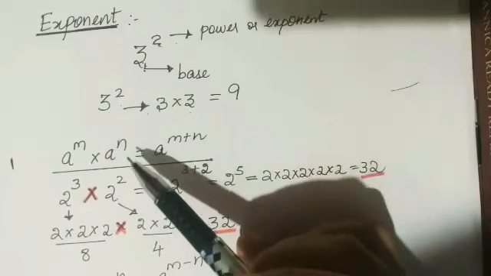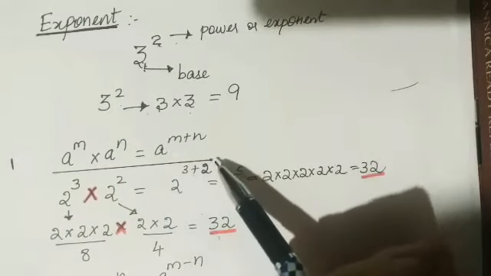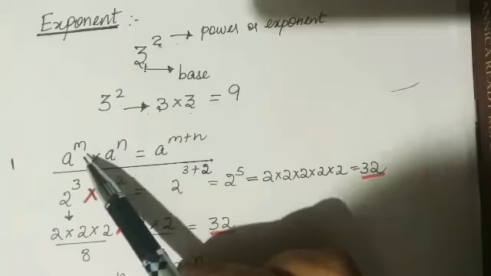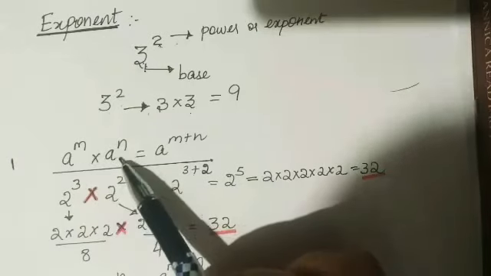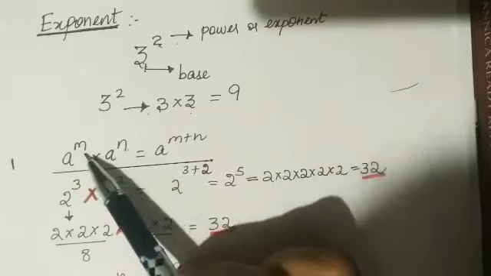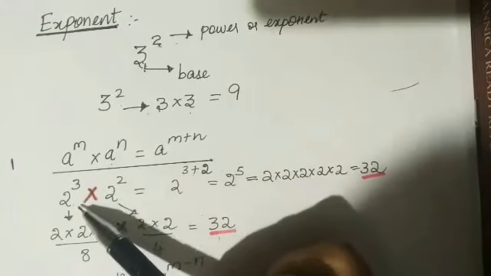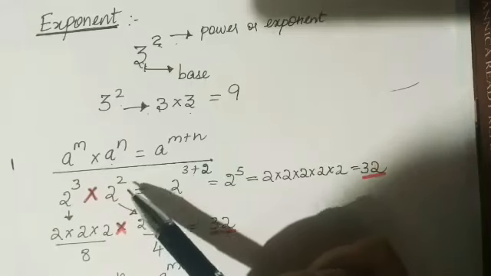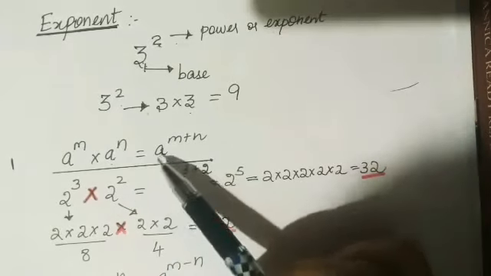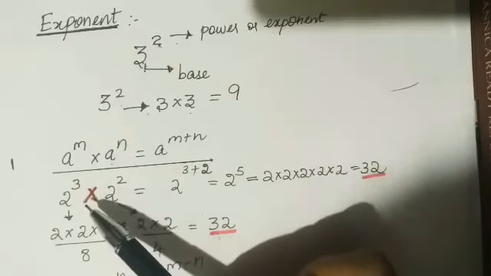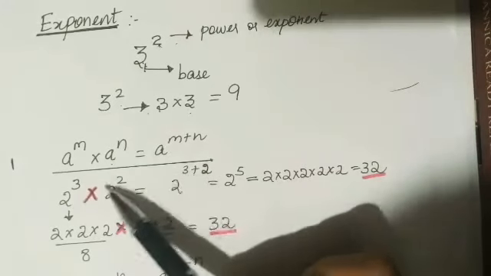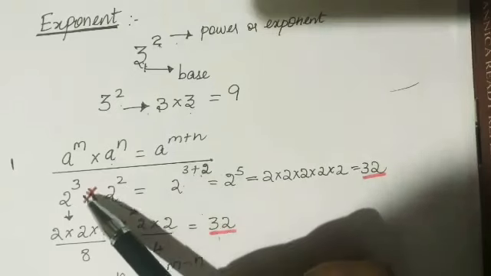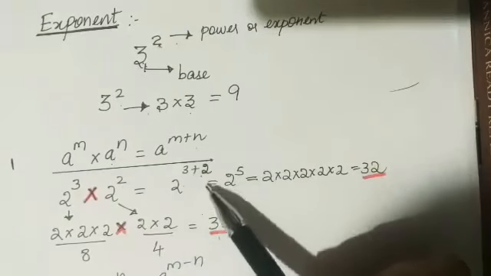It is a raised to the power m into a raised to the power n is equal to a raised to the power m plus n. That is, while multiplying two numbers where the base is the same, you can add the powers. For example, if you take 2 raised to the power 3 into 2 raised to the power 2, as per the first law of exponents, you can just add the powers, and what you get here is 2 raised to the power 5.